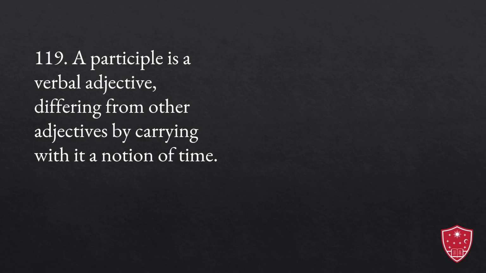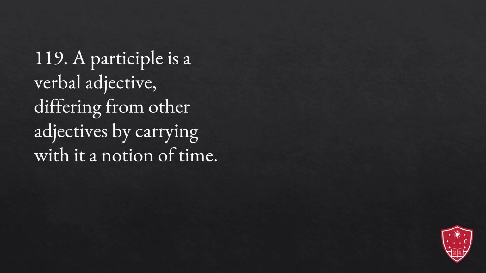This definition tells us two important things. It tells us what a participle is, namely that it's an adjective, a certain kind of adjective. It's a verbal adjective. And it tells us how a participle differs from other adjectives. It differs from other adjectives by carrying with it a notion of time. It expresses the notion or idea of time.